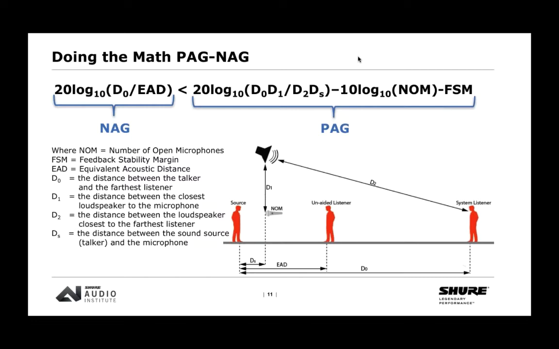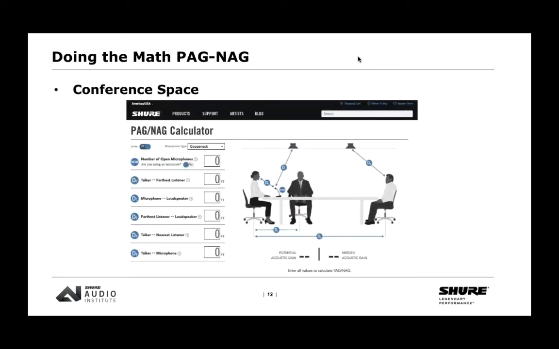Probably the two most important components here are the D sub S and the D sub 1 values. We're trying to get the microphone as close to the talker as possible and as far away from the active loudspeaker as possible. If you do that, you can usually receive some appreciable benefit with respect to gain before feedback in the system that you're designing. Now, here we have a diagram of a more traditional conference space, and the good news is that there are spreadsheets and websites available that will do the calculation for you.